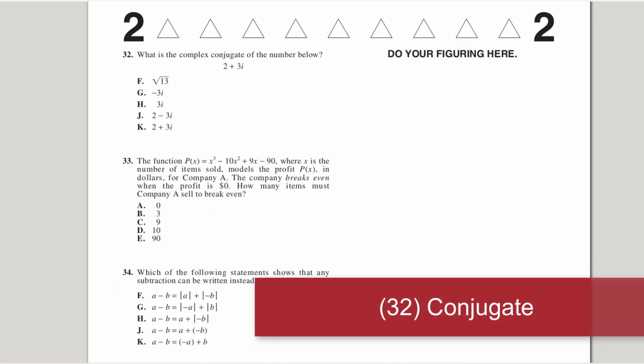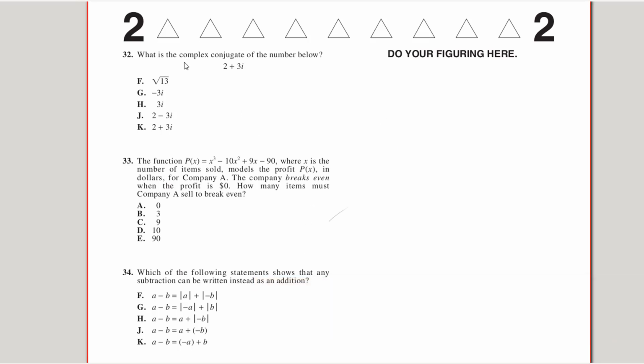Question 32 asks us, what is the complex conjugate of the number below, 2 plus 3i? So we need to remind ourselves what complex conjugate means. The conjugate of a number means we're going to take this number, 2 plus 3i, and just change the sign between the real number and the imaginary component, making it 2 minus 3i, and that is going to be answer choice J.